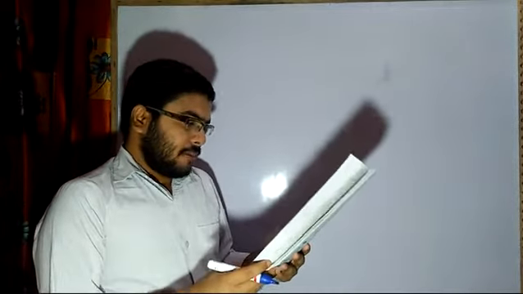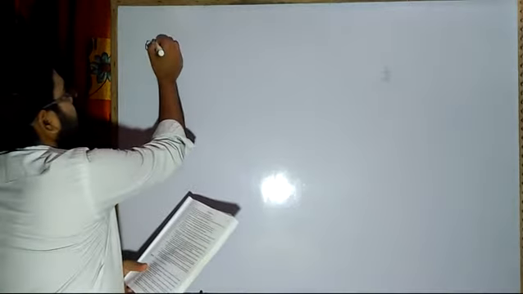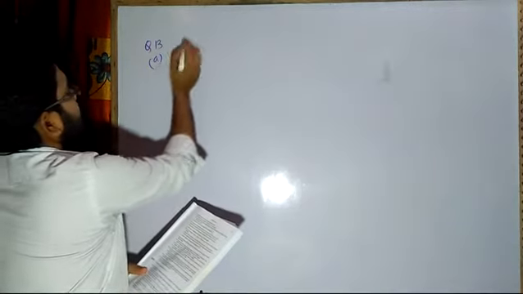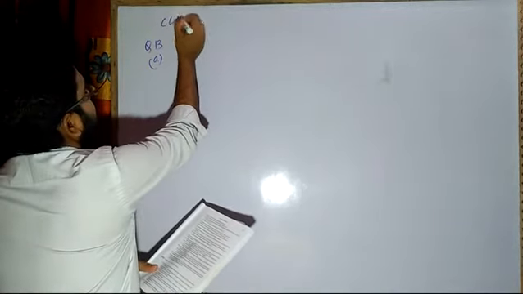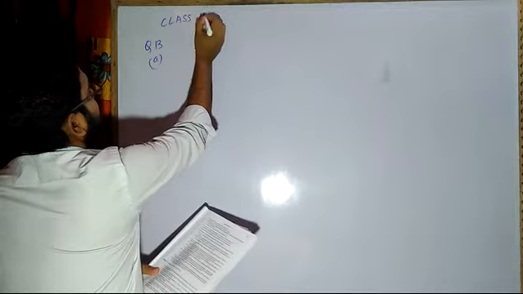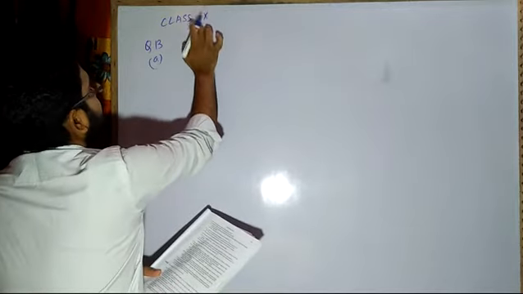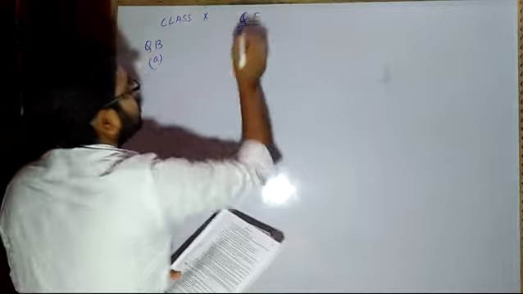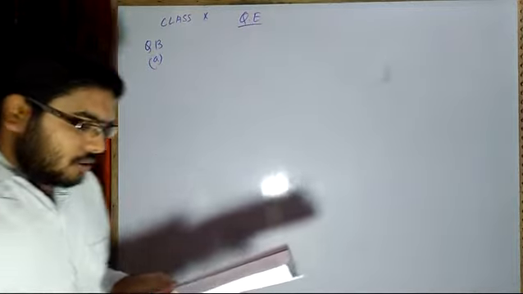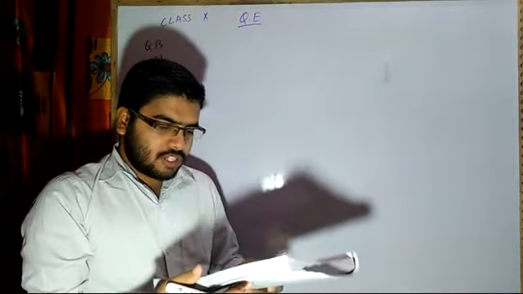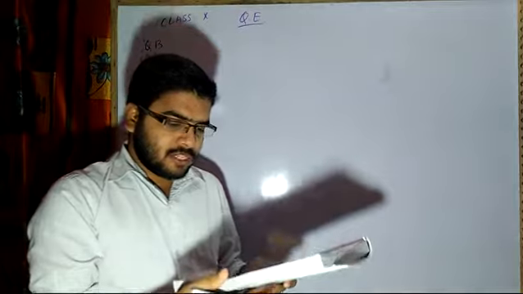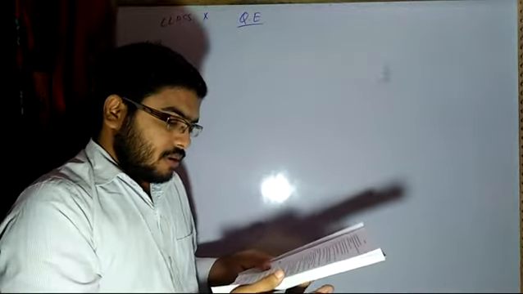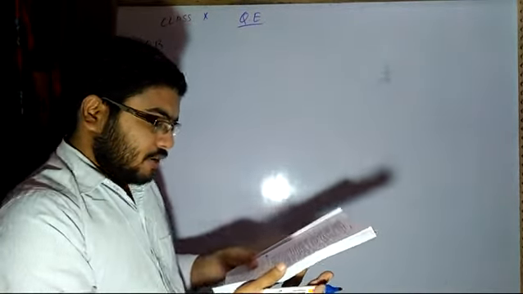Now I will be discussing question number 13, subpart A. This is class 10 quadratic equation. Now the hypotenuse of a right angle triangle is 25 centimeter and its perimeter is 56 centimeter. Find the length of the smallest side.